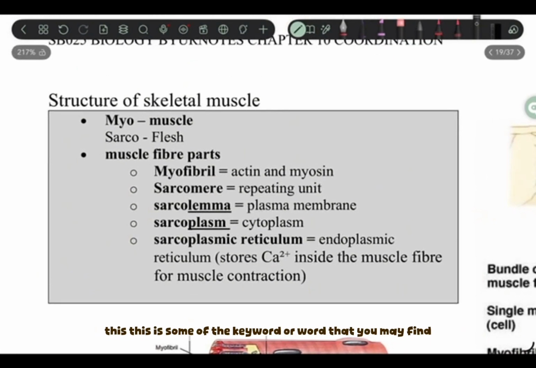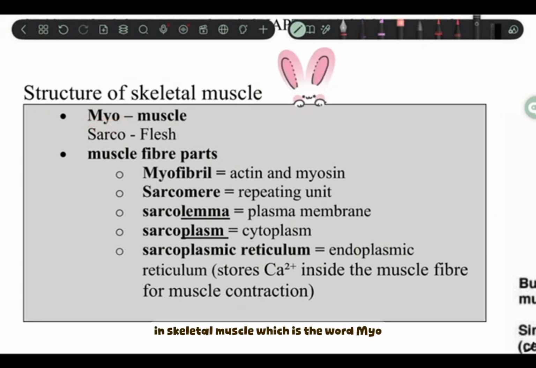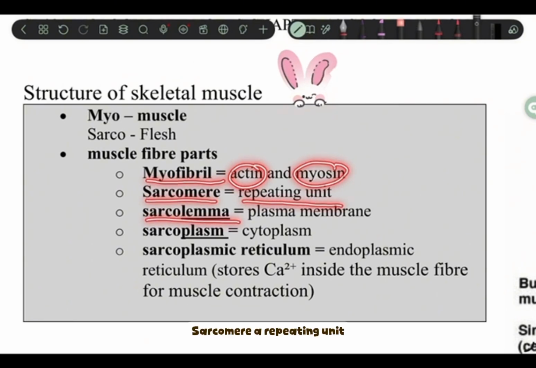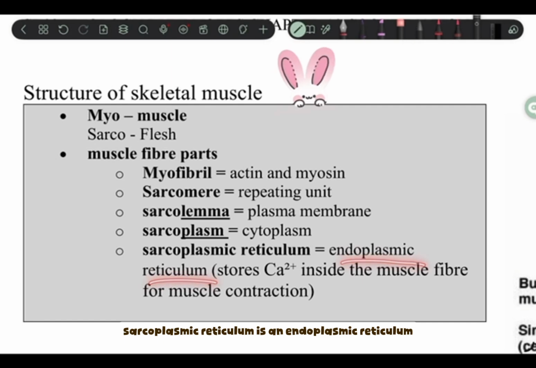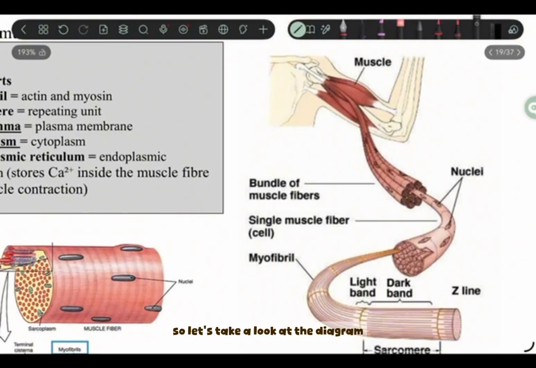These are some of the keywords that you may find in skeletal muscle: the word myo, which means muscle, and the word sarco, which means flesh. The muscle fiber consists of myofibril, which is actin and myosin; sarcomere, a repeating unit; sarcolemma, a plasma membrane; sarcoplasm, a cytoplasm; and sarcoplasmic reticulum, an endoplasmic reticulum that functions to store calcium ions inside the muscle fiber for muscle contraction. So let's take a look at the diagram.